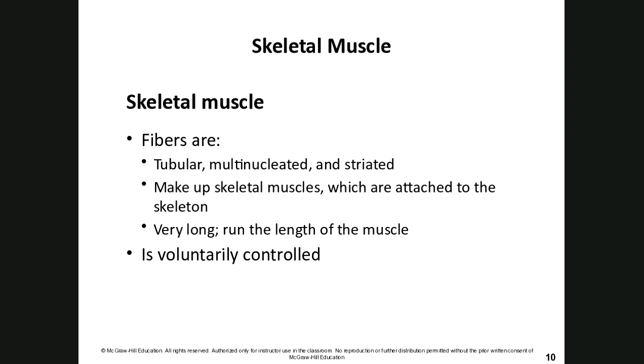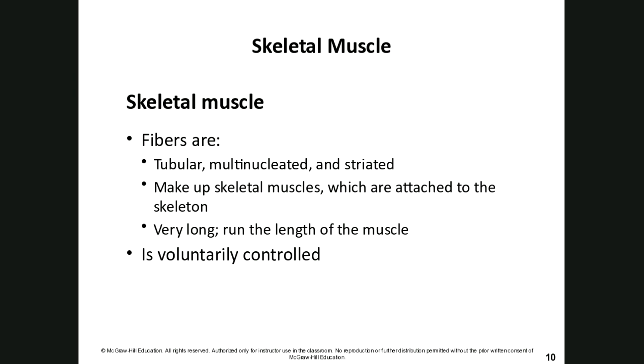Skeletal muscles are the most widespread muscles in your body. And when you think about muscles, you're probably really thinking about the skeletal system and skeletal muscles as opposed to smooth muscles or cardiac muscles, which are both equally important. The fibers or the cells that make up skeletal muscle are also tubular, like we saw for the cardiac muscles, but this time they are multinucleated, which means there are multiple nuclei found within each skeletal muscle fiber.